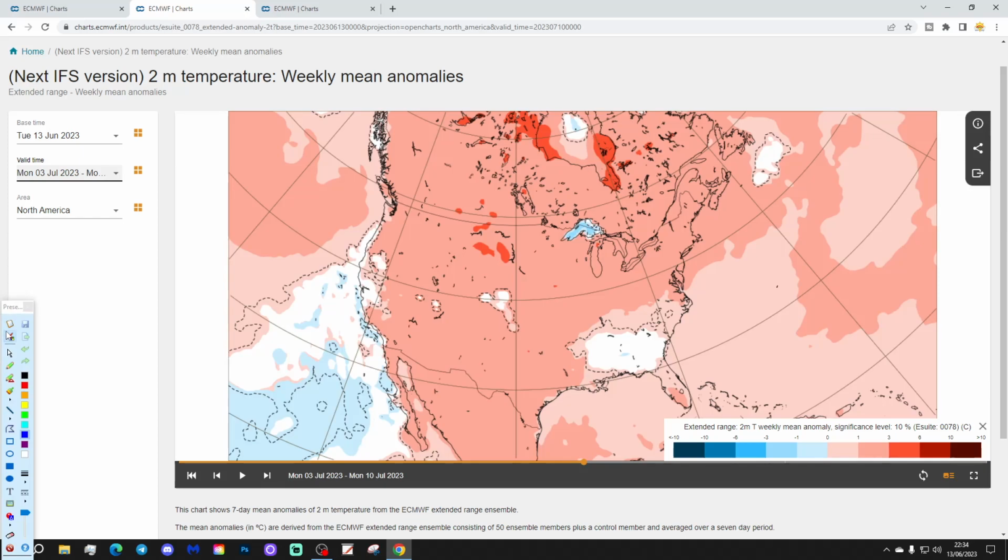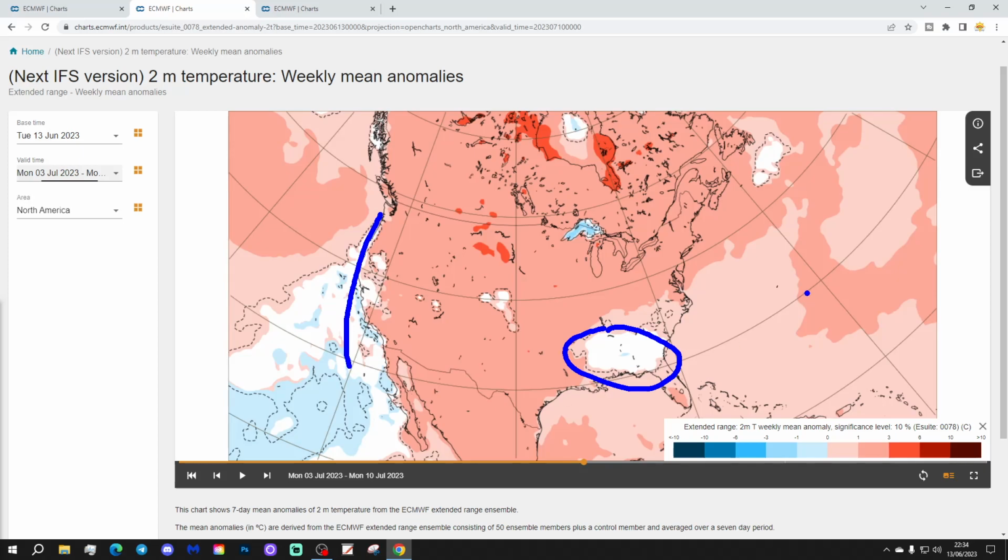Temperature's generally above average, really, in most areas. This southeast corner reverts to no signal. Even the west coast is becoming warmer, which is something we haven't seen for quite some time. So, really, coast-to-coast warmth there as we go into July.